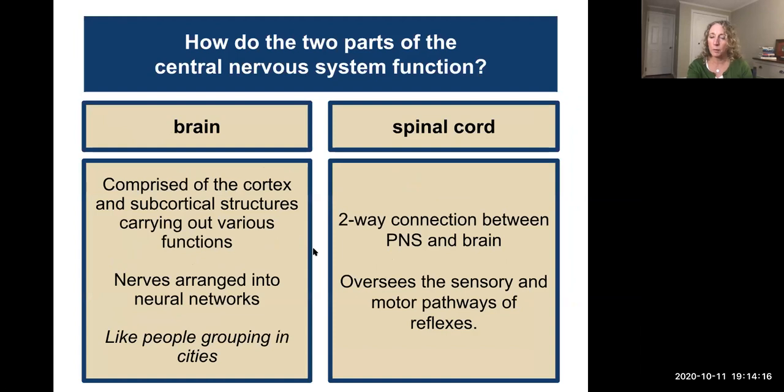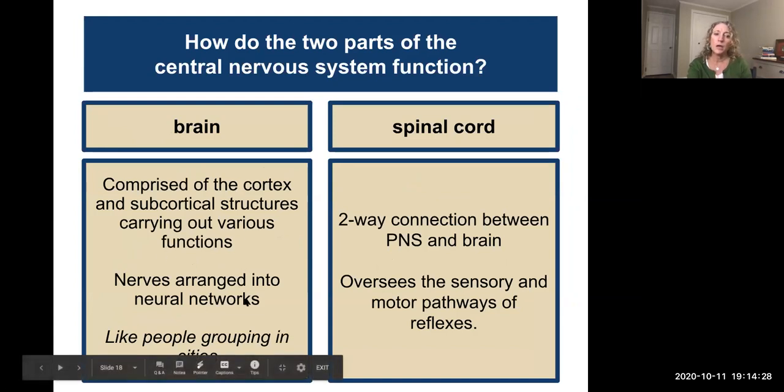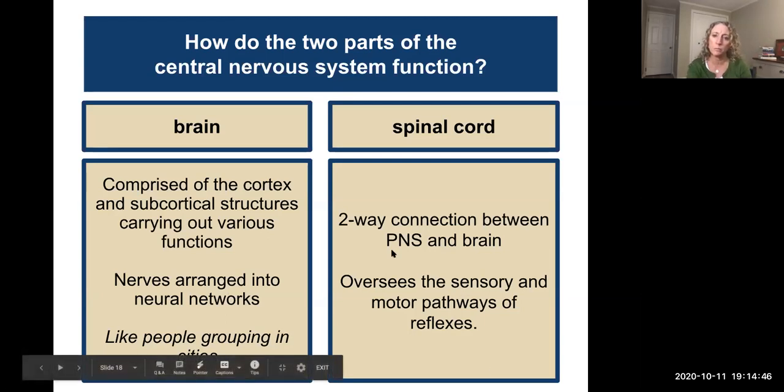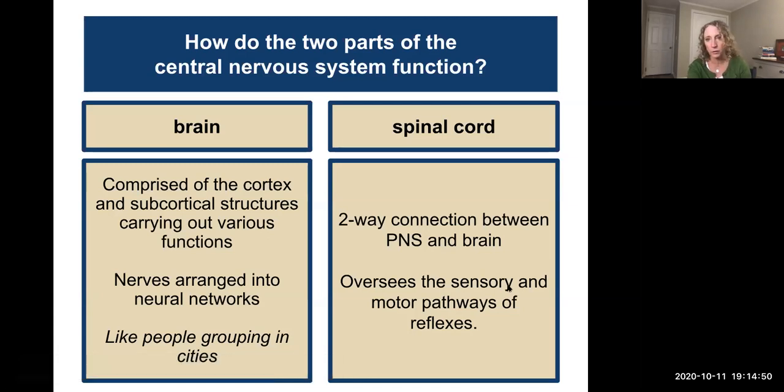All right, so remember the central nervous system has the brain and the spinal cord. It says cortex and subcortical structures. That sounds very complicated. I'm going to teach you about that when we get to the brain. But know that with the neural networks, just think of groupings. If you looked in the brain you would see these little clusters of neurons and axons. And the spinal cord is a two-way connection between the peripheral nervous system and the brain. It oversees the sensory and motor pathways, which we already saw.